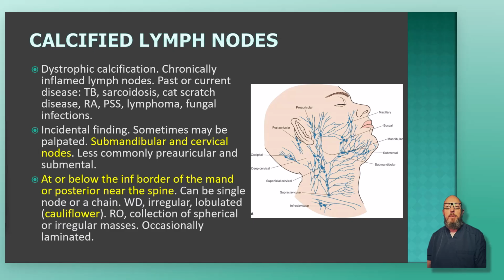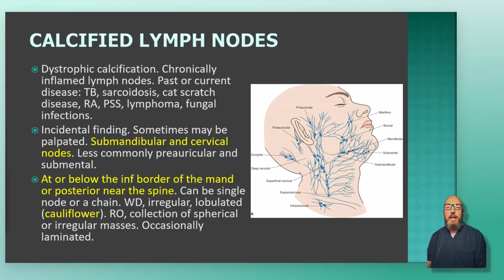Occasionally they are palpable. Location is most of the time in the submandibular cervical, less commonly in the preauricular or submental, but this could occur anywhere you have a lymph node. That's why we have a picture of these lymph node chains to remind you of where they are. So on a panoramic, the submandibular typically puts that at or below the inferior border of the mandible, or posteriorly back near the spine. The appearance is the fun part.